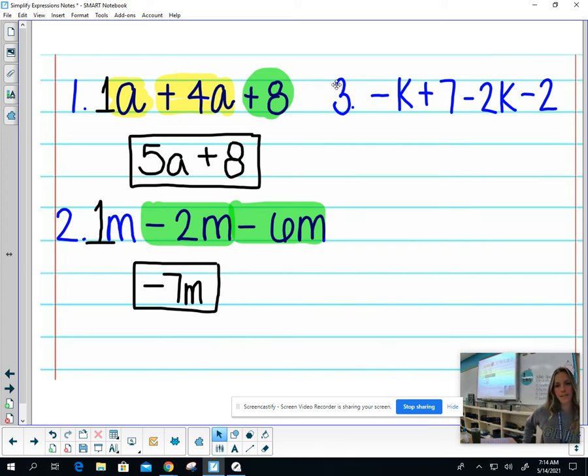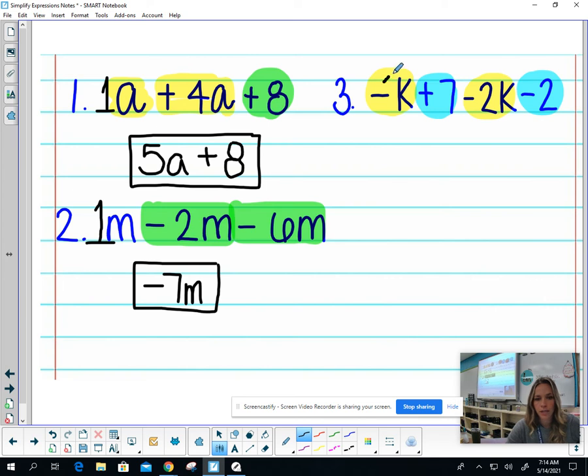Negative k plus 7 minus 2k minus 2. Here I'm going to combine my k's. I have a negative k, a negative 2k, I have a positive 7, I have a negative 2. When you see this negative k, you have to be comfortable and get to know that that's really negative 1k. Well, negative 1 minus 2. If you're not confident, you can use a calculator. But when I have a negative and a negative, I just add them in my head. Well, what's 1 plus 2? It's 3. And I know that they're negative. So negative 3k.